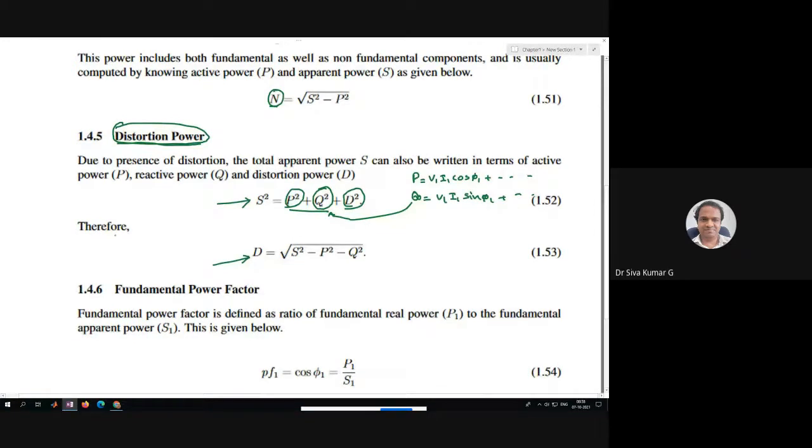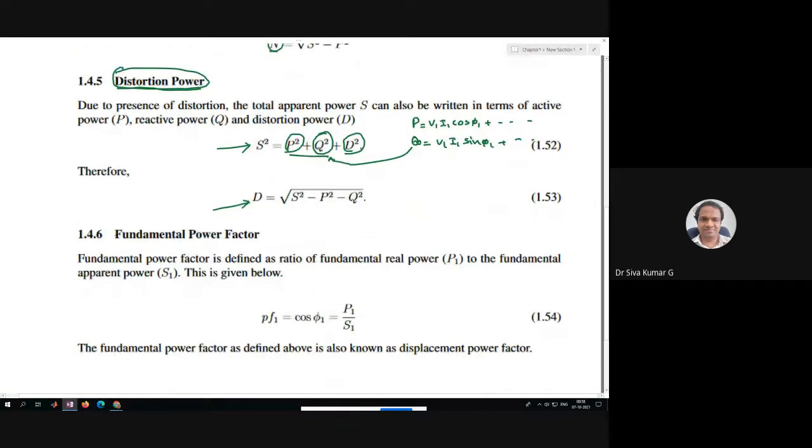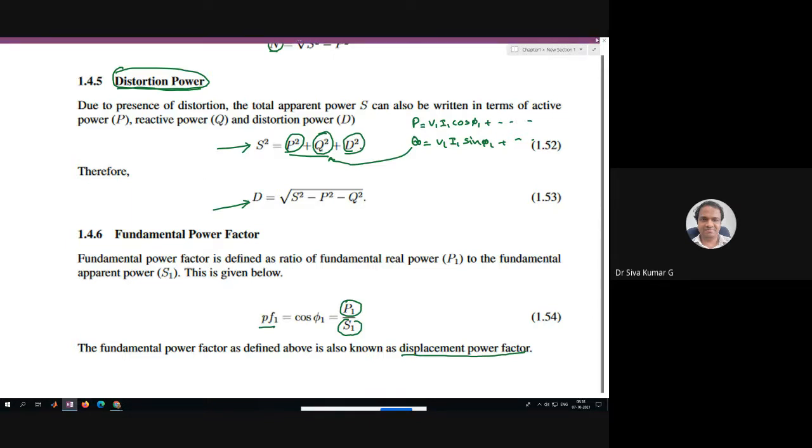Next, we are going to define the fundamental power factor and then the overall power factor. We know that the fundamental power factor is the ratio of the fundamental active power by the fundamental apparent power. This way we define the displacement power factor, or the fundamental power factor.